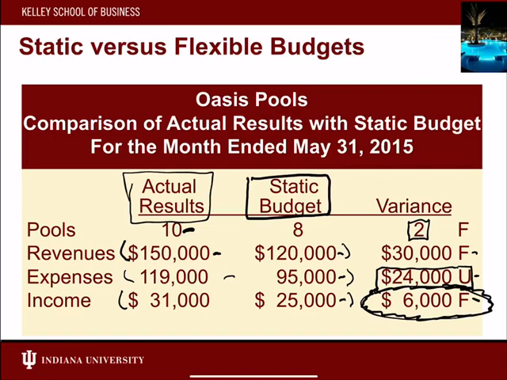So this is where the flex budget will come in that we'll see in a second. It'll flex this static budget and see, hey, what should we have expected expenses to be had we sold 10 pools? So we'll get into that in a second. But for now, just focus on the difference between actual and static budget creating these variances.